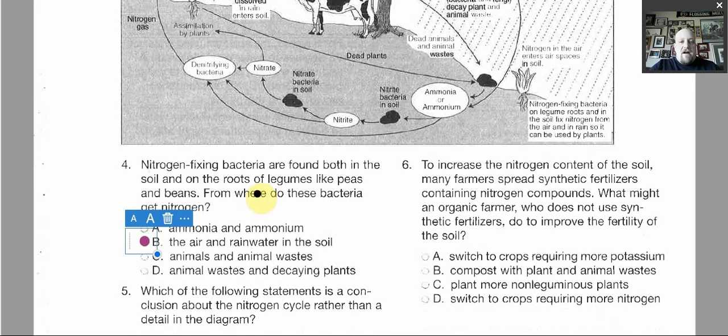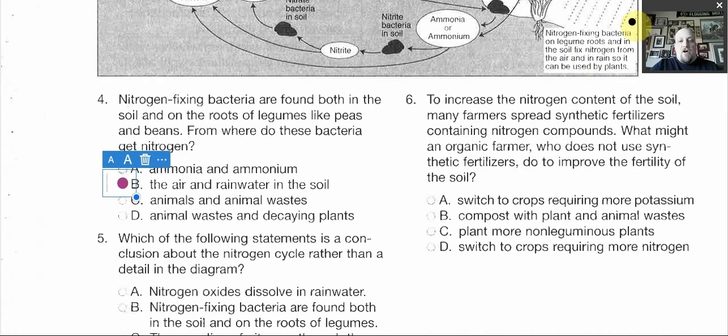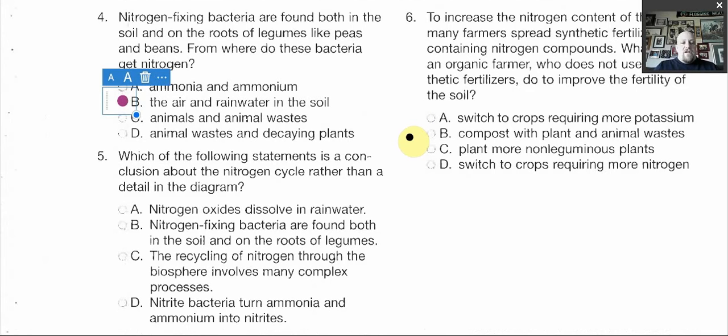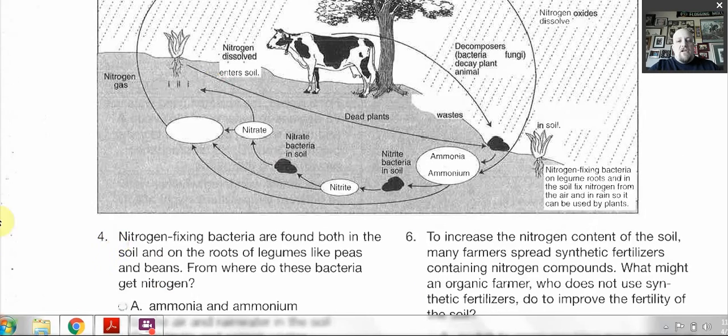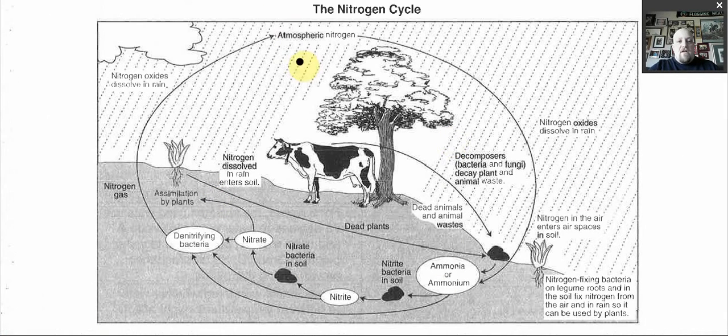Easiest way to figure it out is just go ahead and look really at the chart and read everything that's on there. Which of the following statements is a conclusion about the nitrogen rather than a detail? So we're looking at this, and what's a conclusion we can make? Something that's not clearly stated in here. So we see nitrogen oxides dissolve in rain. Okay, that's clearly stated. Dead animals, dead plants, that decomposes.